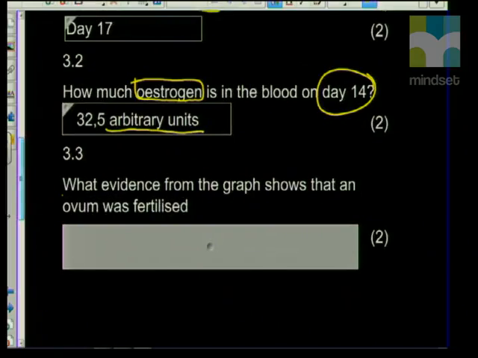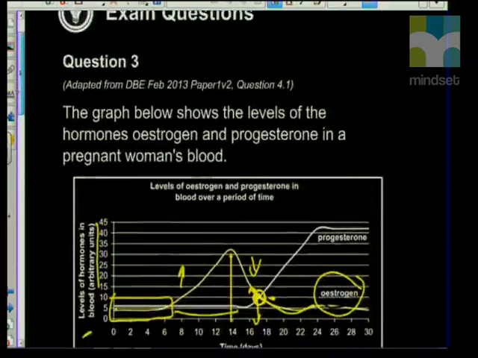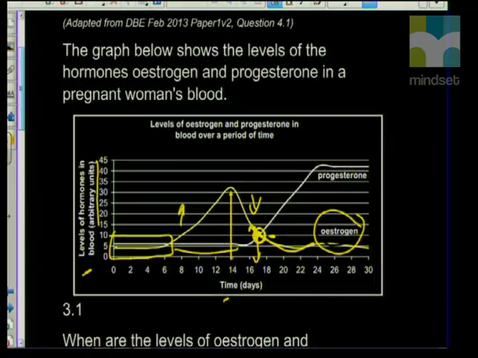Now, next one. Okay, what evidence from the graph, very simple, because this is graph work. They're going to give you a graph. Make sure you know it, especially this graph. They always give it to you, as I said, right? So what evidence from the graph shows that the ovum was fertilized? Oh, hell. That's not going to happen. Have a look at this. Where do you see an egg? Can you see an egg there? I can't see an egg there. So how am I going to know if it's fertilized? I couldn't see sperm. I couldn't see anything. How am I going to know that it's fertilized?